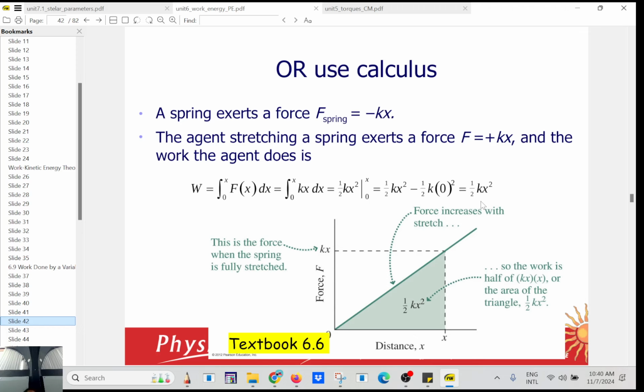So you are doing work on it. That means you are transferring energy to the spring, and that energy is being stored as elastic potential energy. Do you agree? Right? So you are doing work. So energy is being transferred from you to the spring. That constant here is called the spring constant, and the stiffer the spring, the larger that constant. It depends on the spring. Okay, we already talked about that.